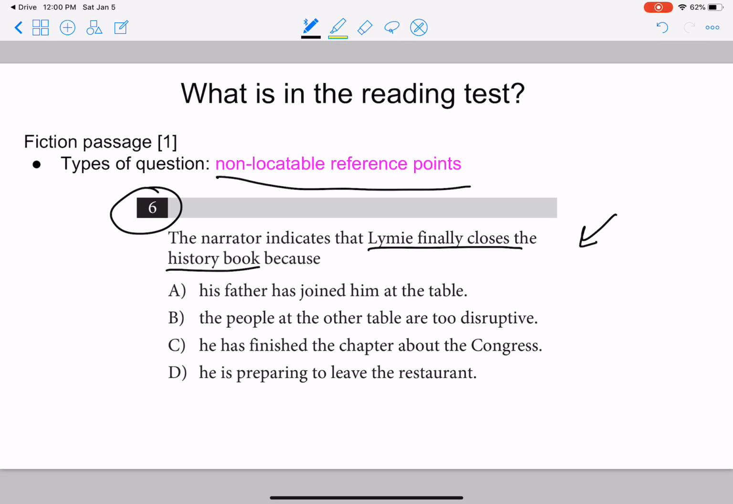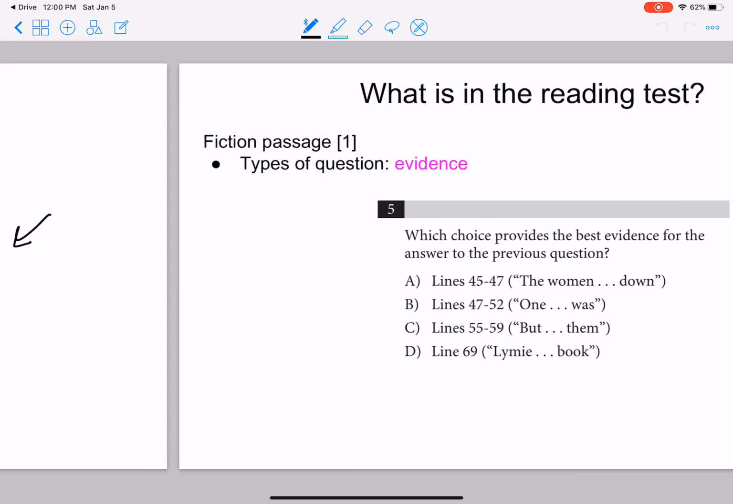It doesn't tell us where. It doesn't say Lemmy closes the history book in line 7 or in paragraph 3. So because of that, it's not a locatable reference point question. But as we read and we come across a sentence where it says Lemmy closes the history book or something like that, then we know that that's where our answer is going to be, because they tell us the event that's happening, the event we're looking for.